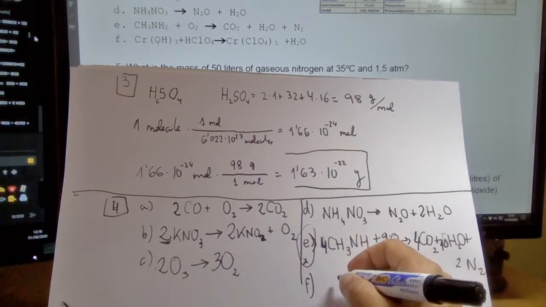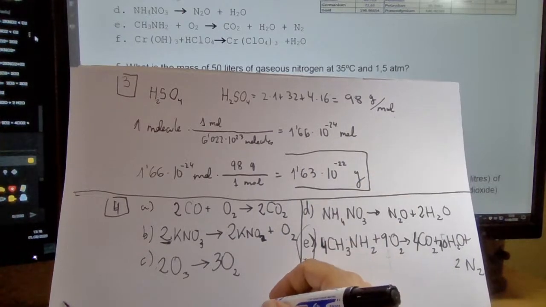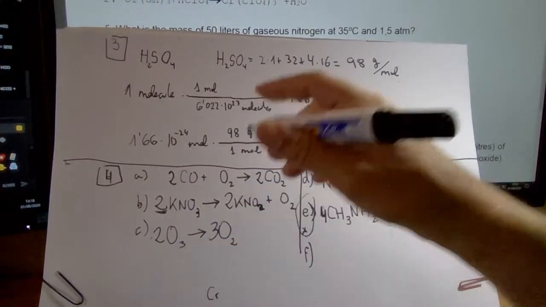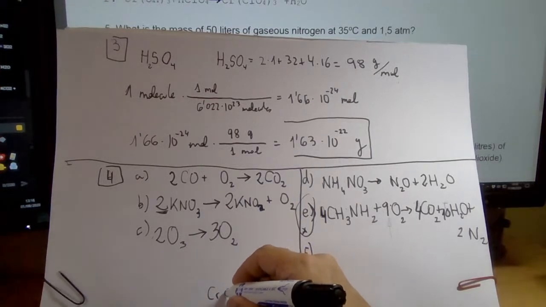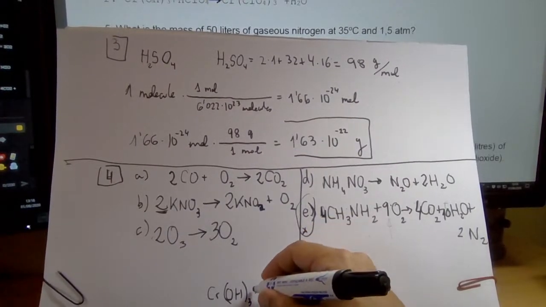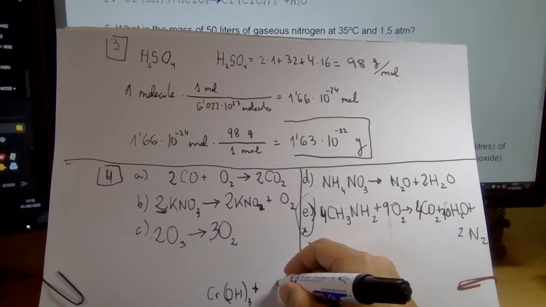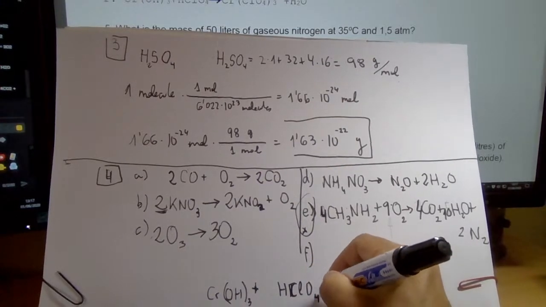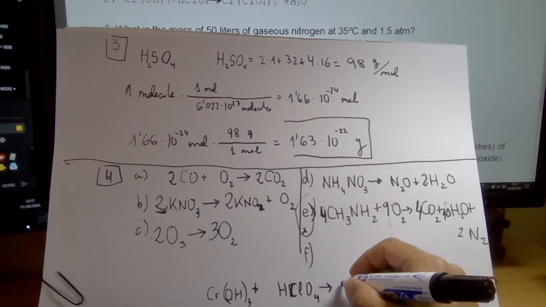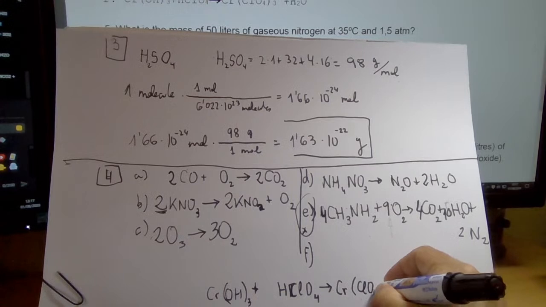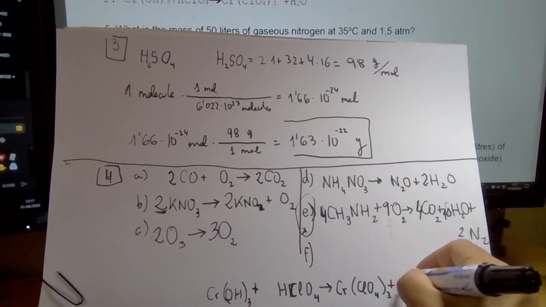The last one, let's go. We have chromium hydroxide and perchloric acid reacting to form chromium perchlorate and water.